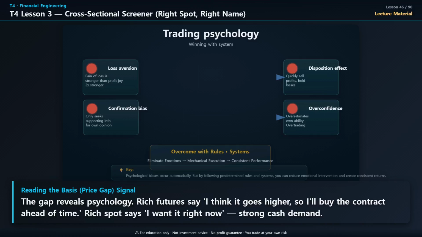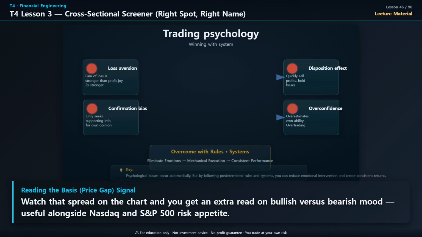The gap reveals psychology. Rich futures say, I think it goes higher, so I'll buy the contract ahead of time. Rich spot says, I want it right now. Strong cash demand. Watch that spread on the chart, and you get an extra read on bullish versus bearish mood. Useful alongside an S&P 500 risk appetite.